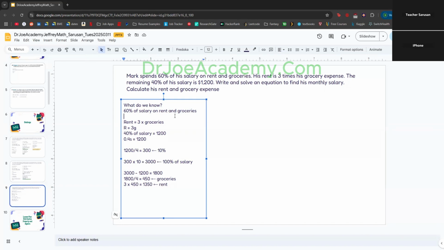So S divided by 0.6. Okay, so far, so good. Equals R plus G. All right, perfect. Excellent job. So this is absolutely correct.